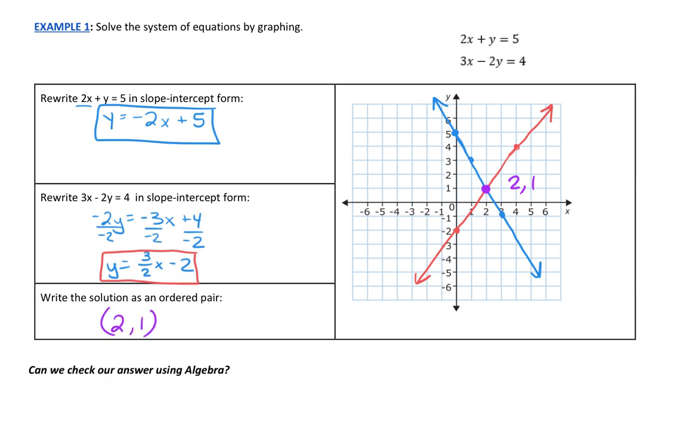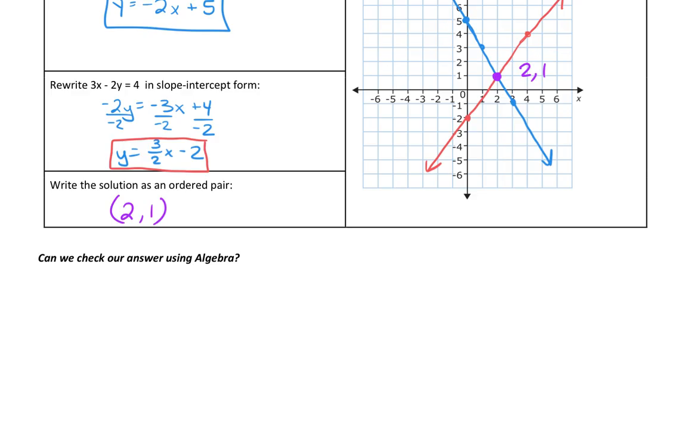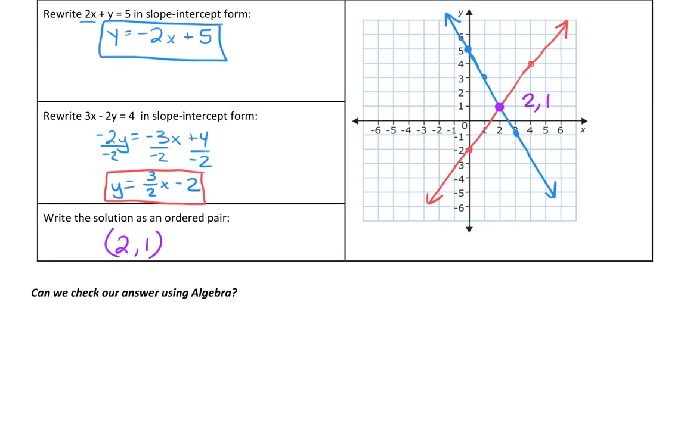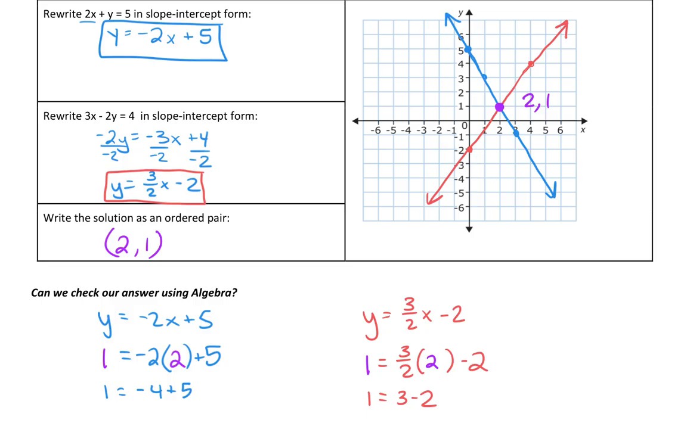Now, the next question here asks us, can we check our answers using algebra? We sure can. We can go ahead and substitute in the (2, 1) into this equation and make sure it works. And you'll notice that it does. And we'll do the same thing with the other equation, y equals 3/2 x minus 2. And you'll notice that it works for the red equation as well. So that's a way you can check your work.